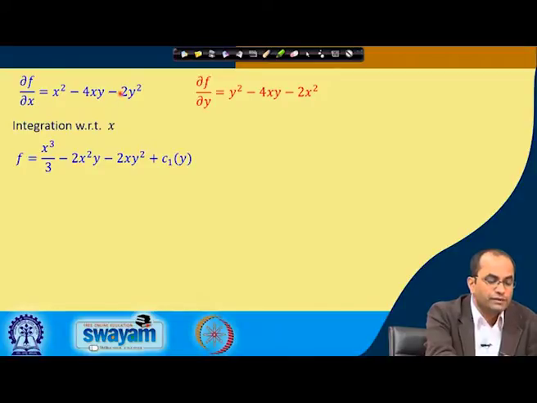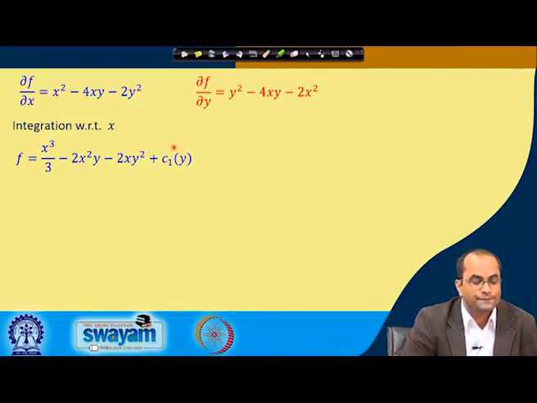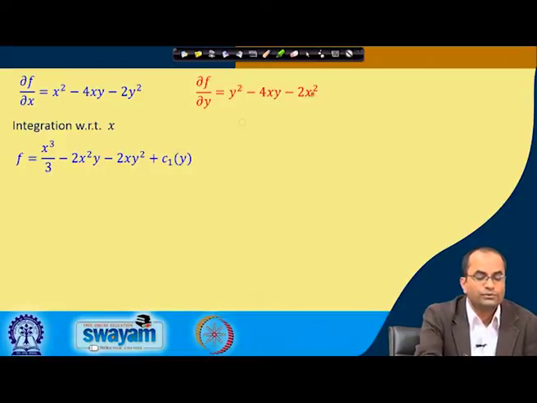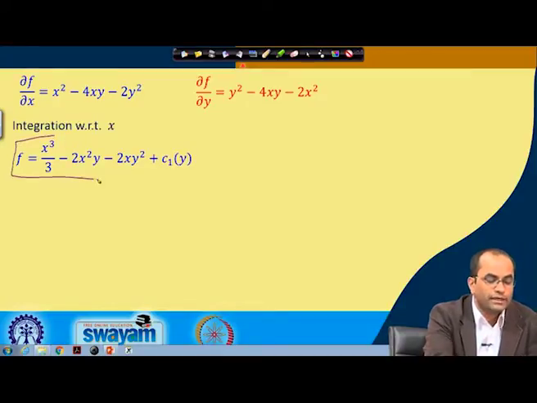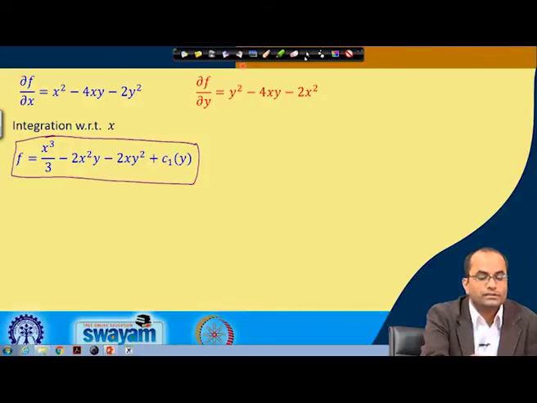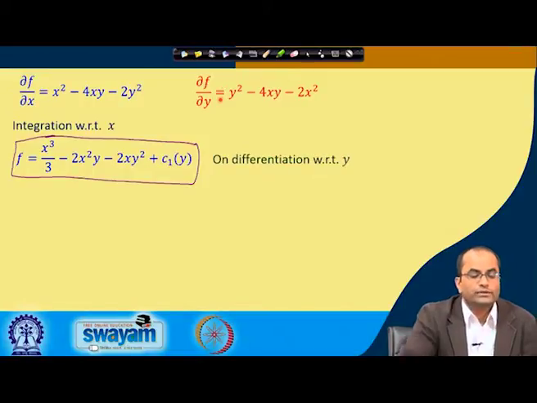So, we have integrated this del f over del x to get this f, but c 1 of y is coming into the picture, and we have not yet used the other equation. So, from this f which we have got by integrating with respect to x, we will now differentiate with respect to y, and then equate it to this given partial derivative.